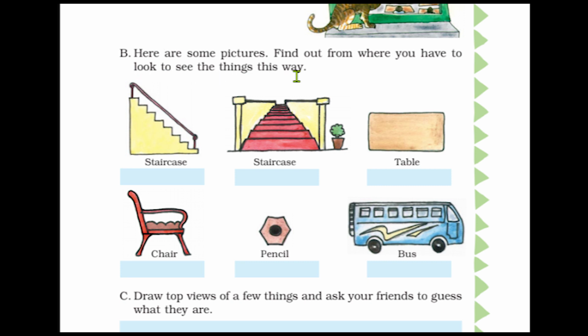Children, here are some pictures. Find out where you have to look to see these things this way. Means from which side you will look so that it will look in this way. This is a staircase. This is a side view of a staircase. You have to see from the side. Now for the staircase, this is the front view. If you stand in front of the staircase, you can see a view like this, okay? If you want to see the table like this, you have to look from the top. So this is a top view. Side view, front view, top view.